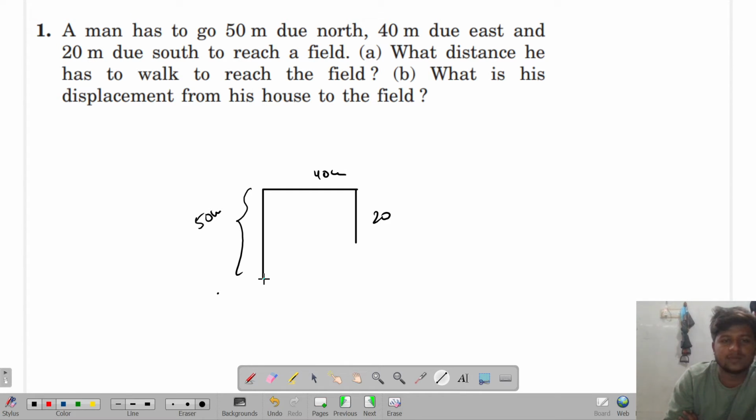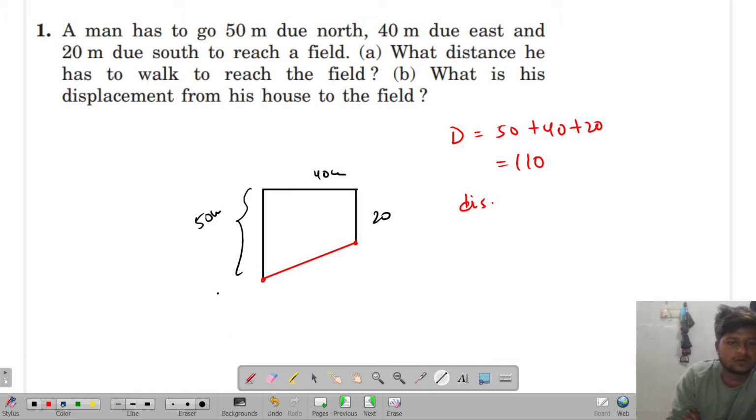This particular line will be displacement, connecting the initial and final point. This is my initial point. This is my final point. What is the distance over here? 50 plus 40 plus 20. That is 110. What is displacement over here? Simple. What will that be? This is 20. So how much is this length?